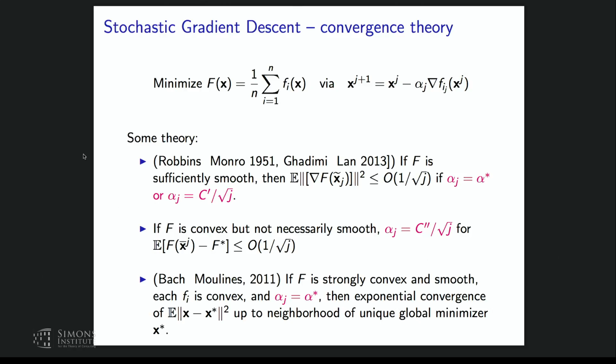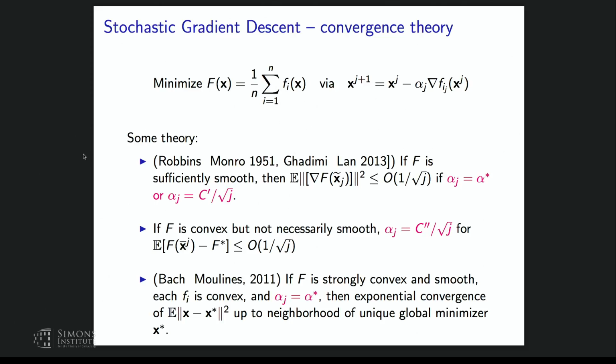But a survey of some results are, if your loss function is smooth but not necessarily convex, then a certain carefully chosen value of constant step size, or step size decreasing like 1 over square root j, will give that the expected norm squared of the gradient of the loss function goes to 0 like 1 over square root j.